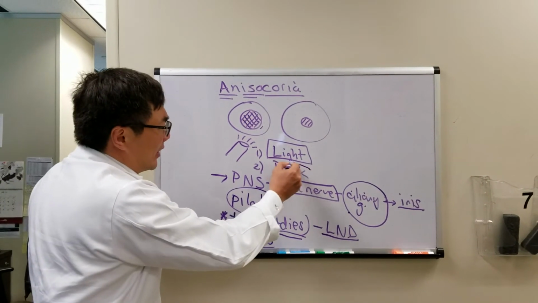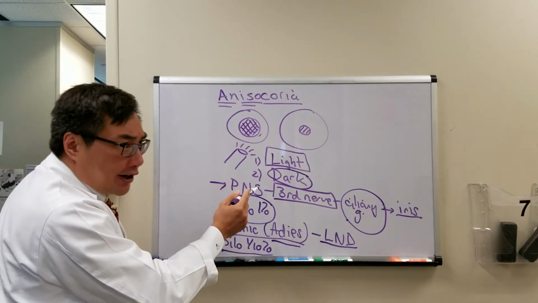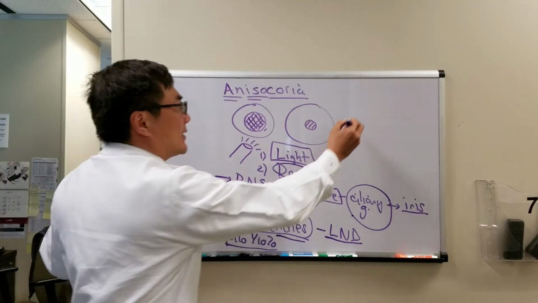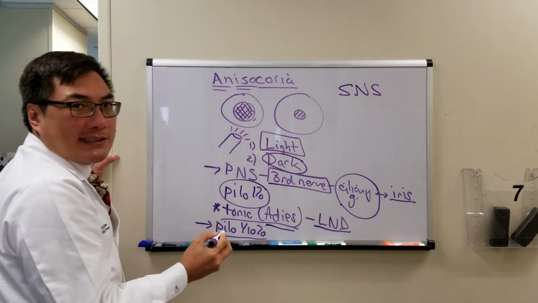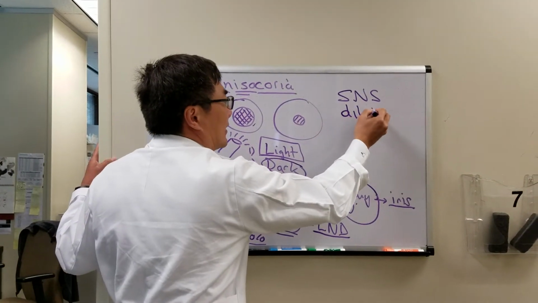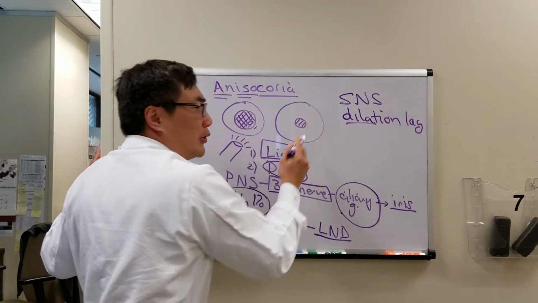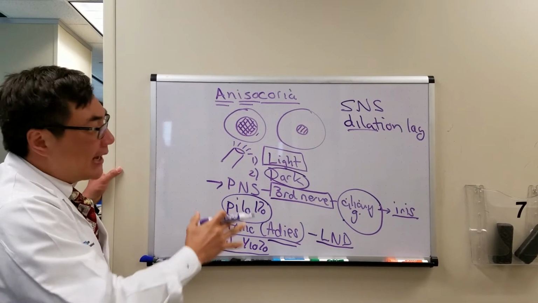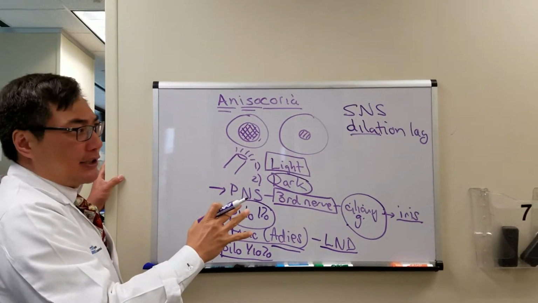On the other side of the equation is the anisocoria is greater in the dark. If the anisocoria is greater in the dark, then what we're dealing with is a sympathetic nervous system problem or a physiologic anisocoria. And the way to tell the difference is to look for a dilation lag. A dilation lag is a fancy way of saying the smaller pupil doesn't dilate as well as the normal pupil, and there's a lag in time for that dilation to occur.